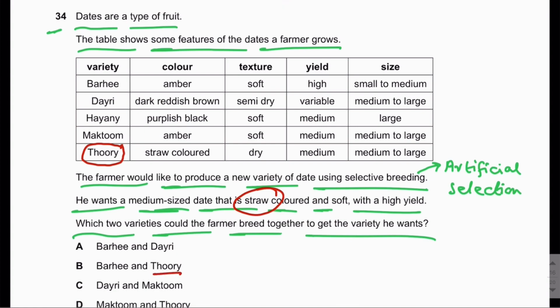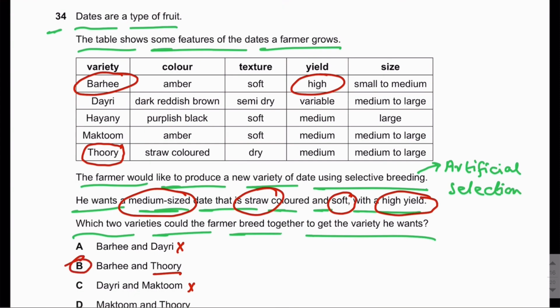So the answer should contain Thuri. It means A and C are not the answers, right? Secondly, he wants a medium-sized variety, and the variety should be soft and have a high yield. So obviously over here only Barhi is the variety that has high yield. So the answer is B. Makhtoom has a medium yield and Thuri also has a medium yield, so they cannot produce high yield. They cannot produce varieties in the high yield, right? So the answer is B.